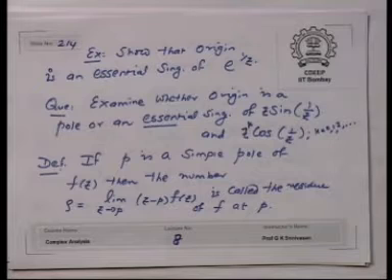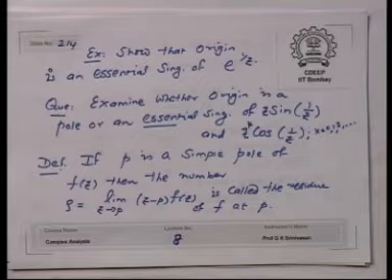If P is a simple pole of f of z, what does it mean to say that P is a simple pole? It means the limit as z tends to P of z minus P times f z exists and is not 0. Now this rho will be called the residue of f at P. So, if I have a simple pole, then how do I calculate the residue? Compute z minus P times f of z and calculate the limit as z tends to P. That limit is the residue, correct?